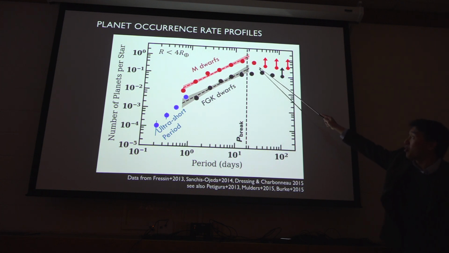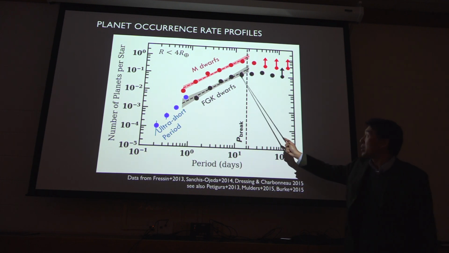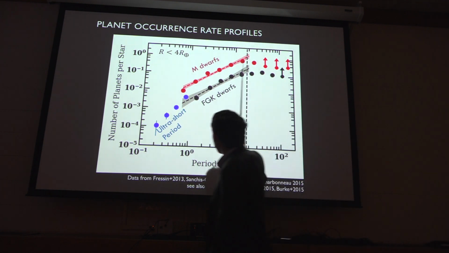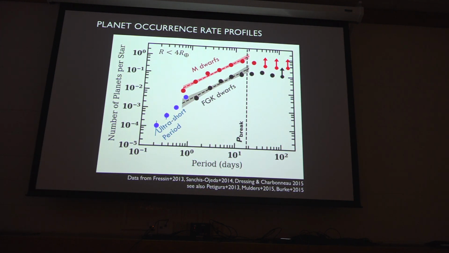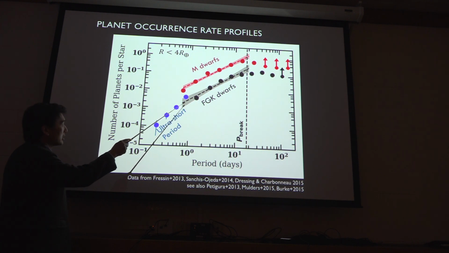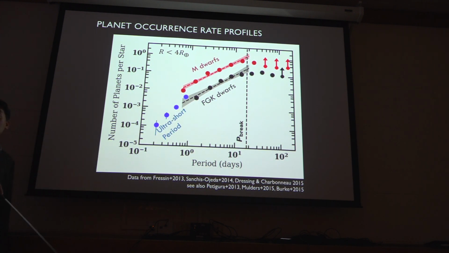And there are even more of them for M dwarfs. But the occurrence rate drops as you go inside of 10 days. There's a break, and there's a characteristic drop-off in the planet occurrence rate. Okay. And in fact, for solar-type stars, there's a nice extension of this data from an independent measurement made by Saul Rappaport, Al Levine, and collaborators who had their own independent pipeline to go after the ultra-short period objects.